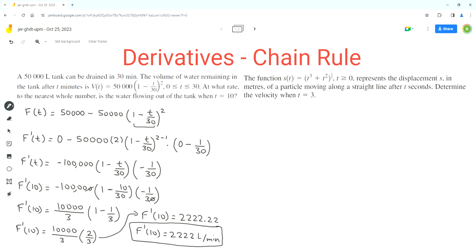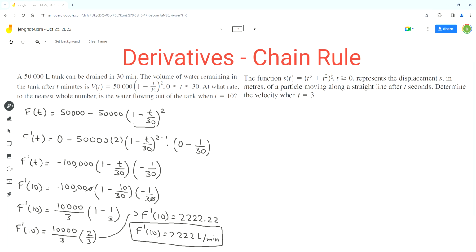Now we can analyze the second problem. The function s at t equals (t cubed plus t squared) to the exponent half, when t is greater than or equal to 0, represents the displacement s in meters of a particle moving along a straight line after t seconds, and then determine the velocity when t equals 3.